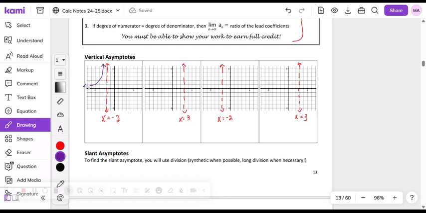So these are the 4 ways that our function can act. So we can have a function that from the left and the right of the asymptote, they're both going up. We can have a function that when they approach the asymptote from the left and the right, they're both going down. Or we can have a function where one side's going up and one side is going down, or vice versa. One side's going down, and the other side is going up.